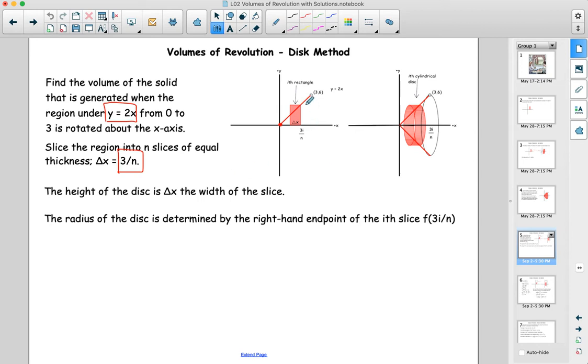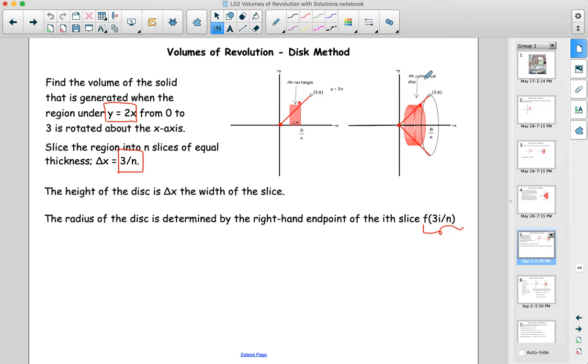The radius of the disk is going to be given by the y coordinate at any point. So we can move out to the ith cylindrical disk over here, and this position here would be 3i over n, because we're starting at an a of 0 and moving our way out. So the height of the disk is going to be delta x, and the right endpoint is going to be f of 3i over n, because we're the ith position over. That would be the height or radius. Well, it'll be the height of the curve here, but the height of the curve is becoming the radius of our cylinder. And that's going to be f of 3i over n.